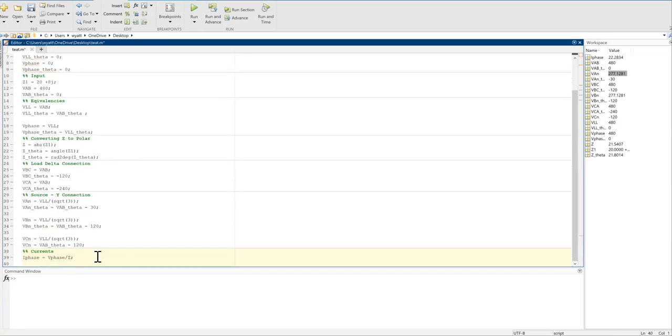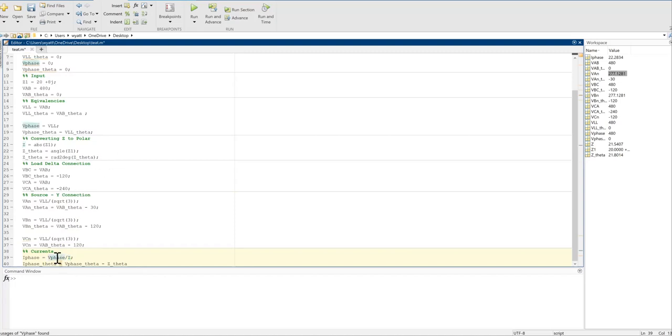Next, we need to calculate I phase theta. I phase theta is going to be equal to V phase theta minus Z theta. We're doing the same thing, Ohm's law, as before, but this time when you do polar division, if this were just handwritten, not in MATLAB, we separated our angles for the sake of MATLAB, because it's kind of difficult to do polar addition, subtraction, and multiplication here. So it's a lot easier just to separate your angles.